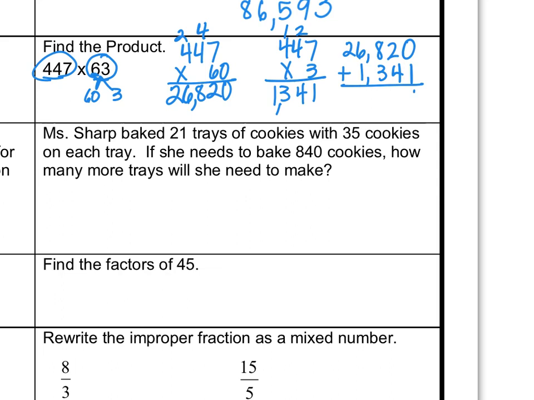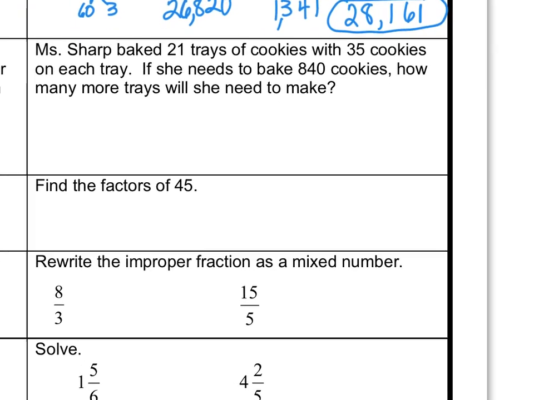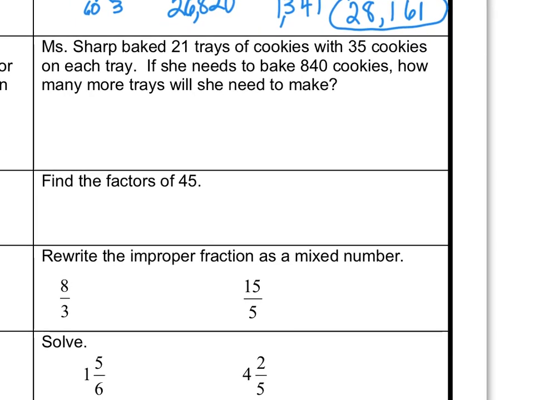0 plus 1 is 1. 2 plus 4 is 6. 8 plus 3 is 11. 6 and 1 is 8. And 2 plus 0 is 2. I'm going to circle my final answer here so it's easy to see which one is the real answer, the final. 28,161. Miss Sharp baked 21 trays of cookies with 35 cookies on each tray.